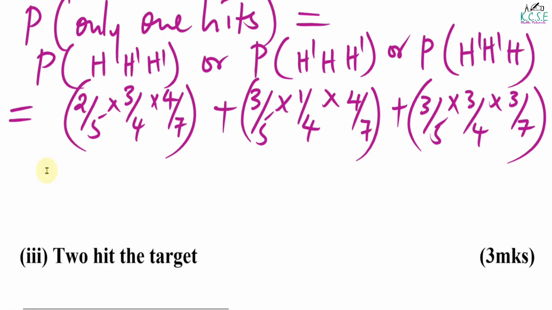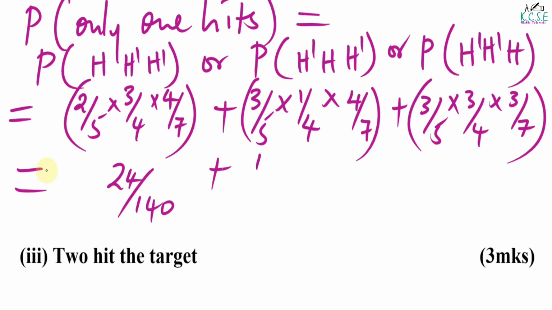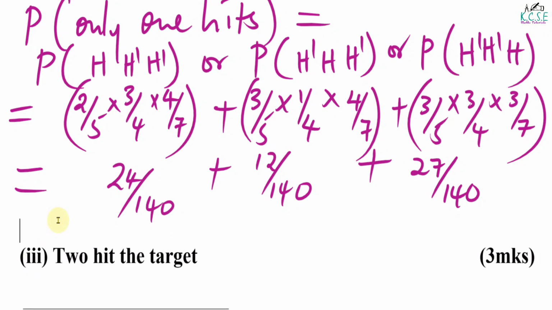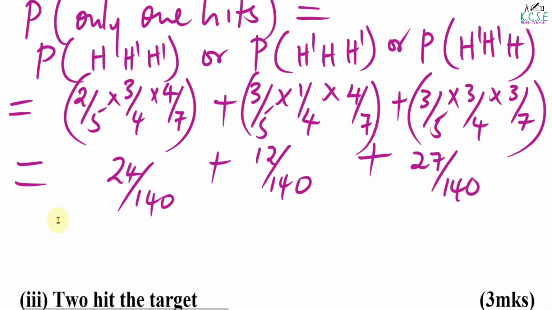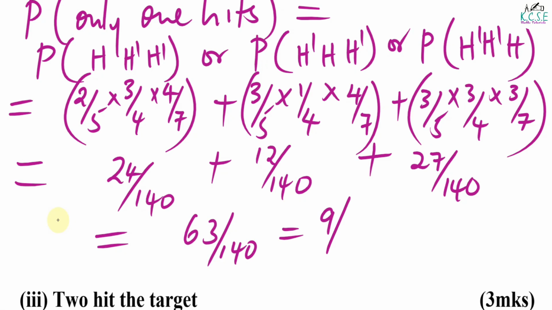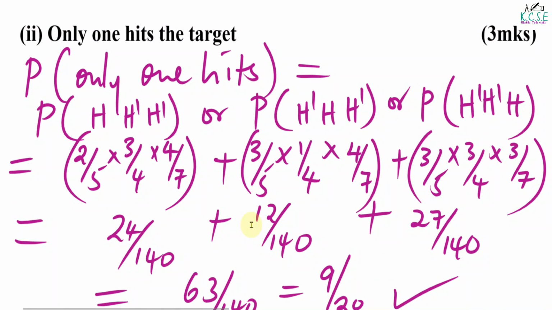When you multiply these, you get 24 out of 140 plus 12 out of 140 plus 27 out of 140. So adding these, everything gives us 63 divided by 140, and when you simplify these, gives 9 divided by 20. So that is how you're supposed to work out that part: the probability that only one hits the target. Let's go to the next.